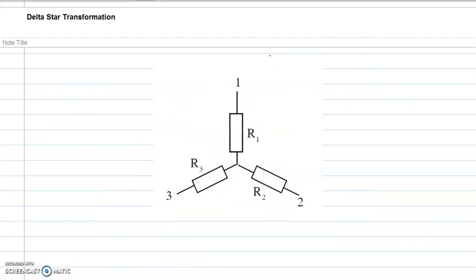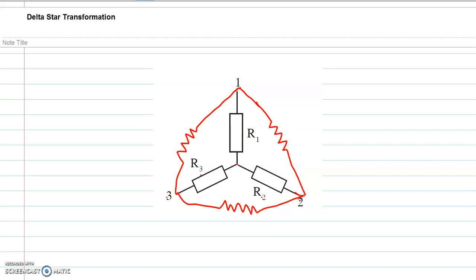Now we are looking at the conversion of a star system to a delta system. Here we have a star connected system, with three resistances R1, R2 and R3 connected to the terminals 1, 2 and 3, and this is the common point. I need to convert it to delta. That means I will have a delta network outside the star network, and I will name the resistance values R12, R23 and R31.